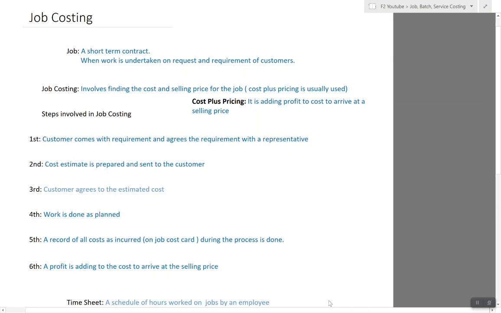One thing is that the customer comes with the requirement. Let's take a carpenter as an example. Customer comes with a requirement. He wants a desk to be made. So he gives the measurement. He decides the type of wood that is going to be used. So all the features are agreed. Based on those features, the next step is a cost estimate is prepared.